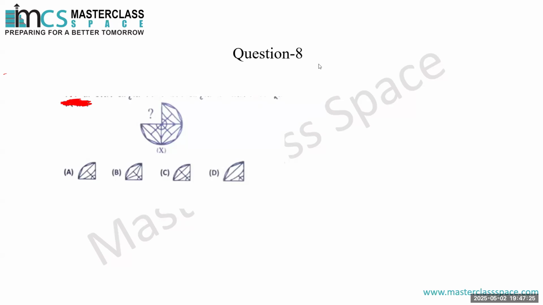Okay, all right. See, how do we check this? First of all, D is ruled out because D does not have this line. In everything, there is a line going from here to there, right? So D is ruled out. C is ruled out because it has an extra line, right?